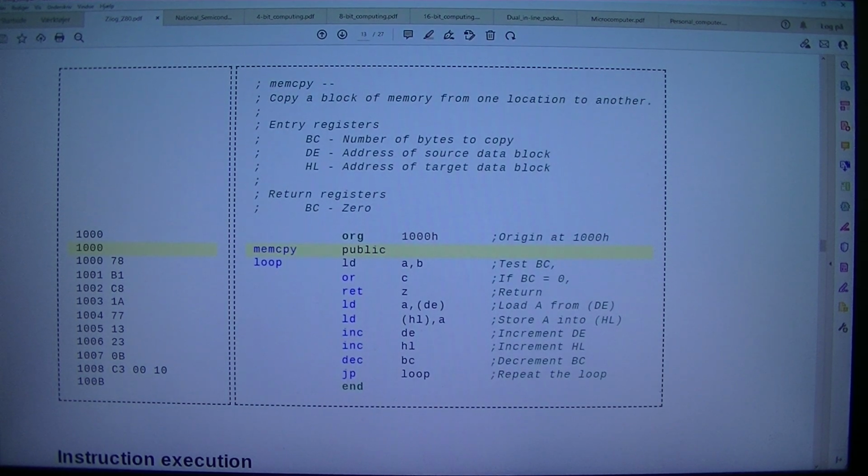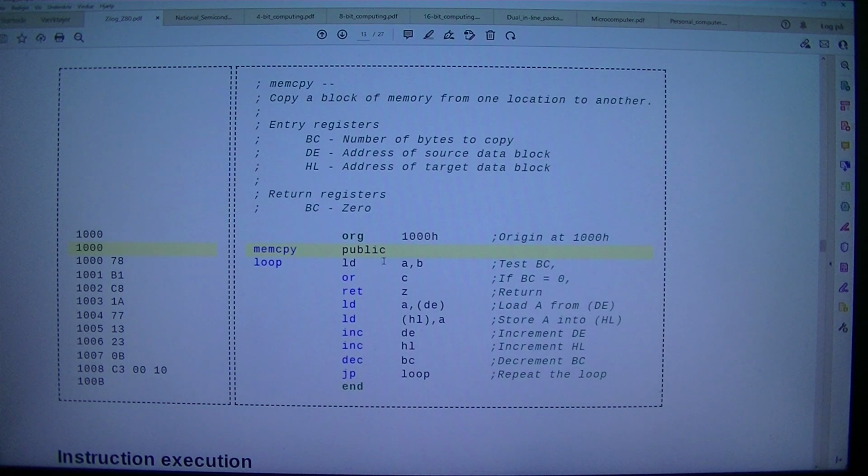100B. MEMP. Copy a block of memory from one location to another. Entry registers: BC, number of bytes to copy; DE, address of source data block; HL, address of target data block. Return registers: BC, 0. ORG 1000H, origin at 1000H.